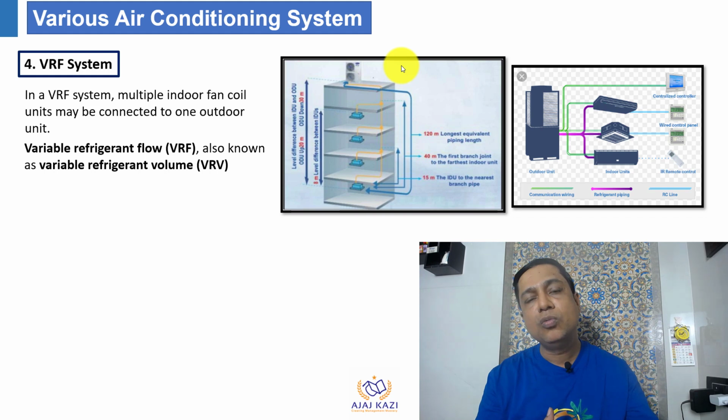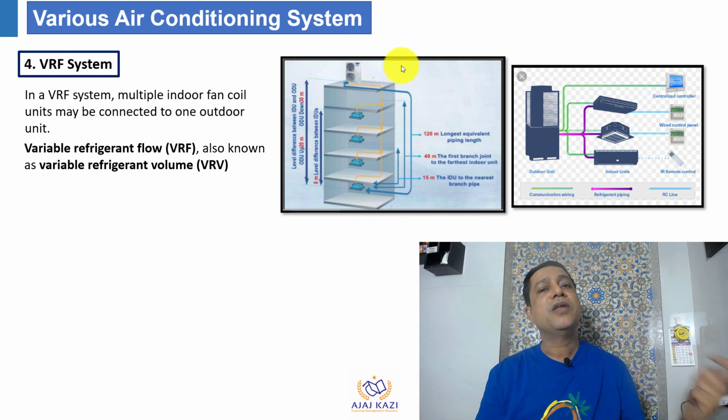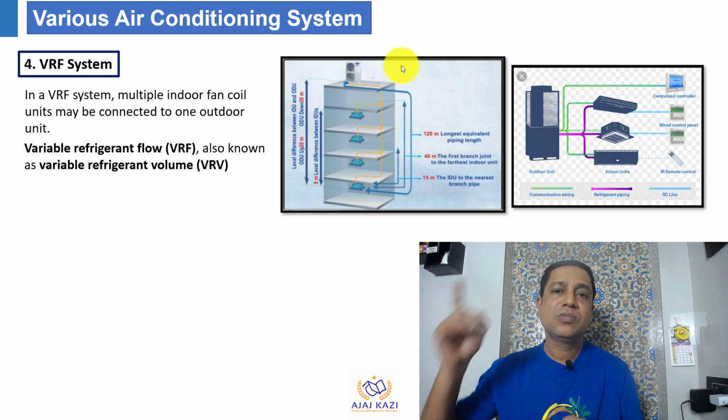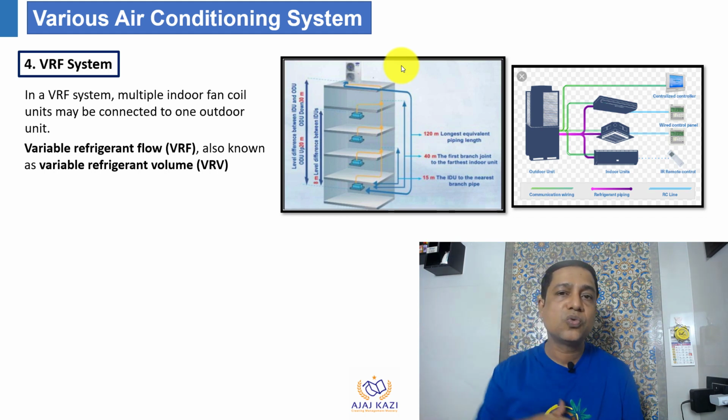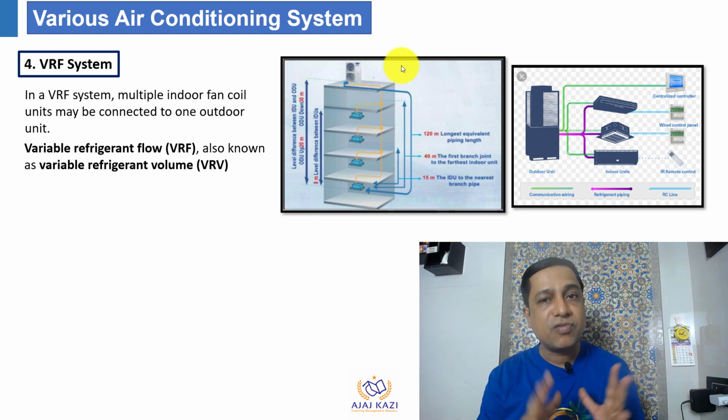But if 2 rooms are not occupied, and you don't turn on that AC, the outdoor unit will modulate itself to only give cooling to the 2 rooms which are occupied, which saves a lot of energy.